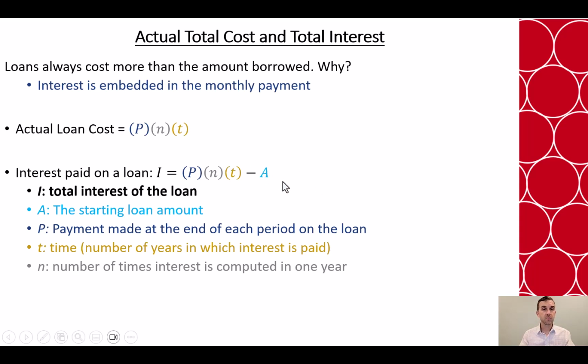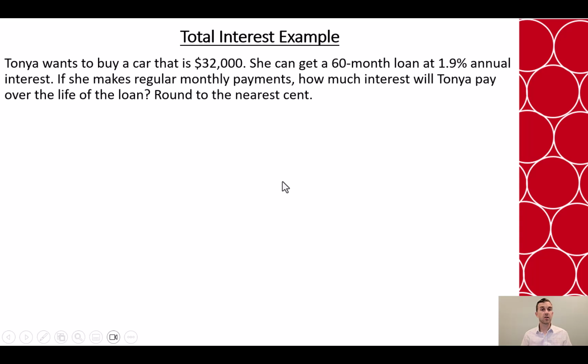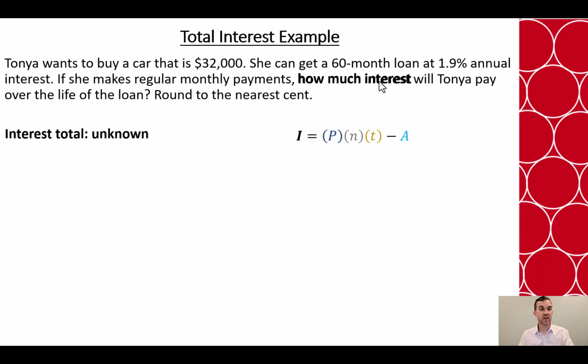So let's go back to Tanya and her car. And we want to know, well, how much interest will Tanya pay over the life of the loan with this exact same information? So as soon as we see the how much interest, we know we're looking at that total cost minus the initial amount.